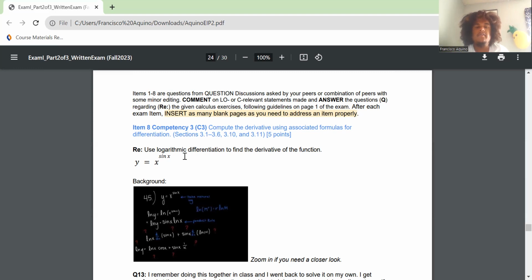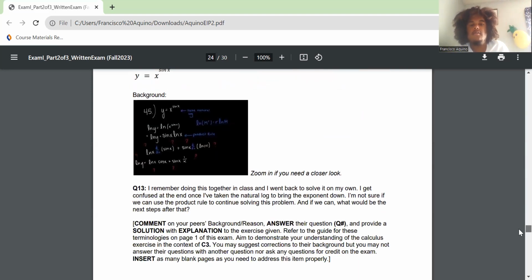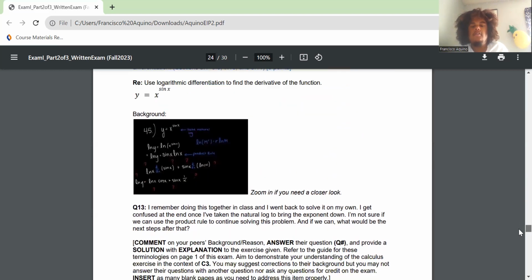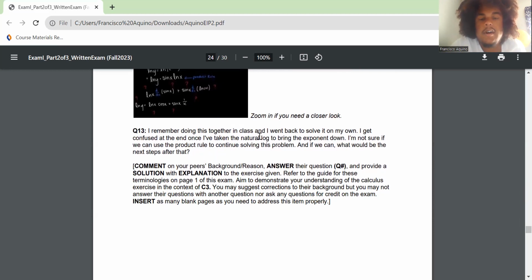So one way to do that would be to take the natural log of both sides, and you would get ln of y equals the ln of x to the sine x. Then you can just bring that sine x down times the ln of x, using that rule from algebra. Now over here, to address the question, I remember doing this in class as well, and I could see where you got stuck.